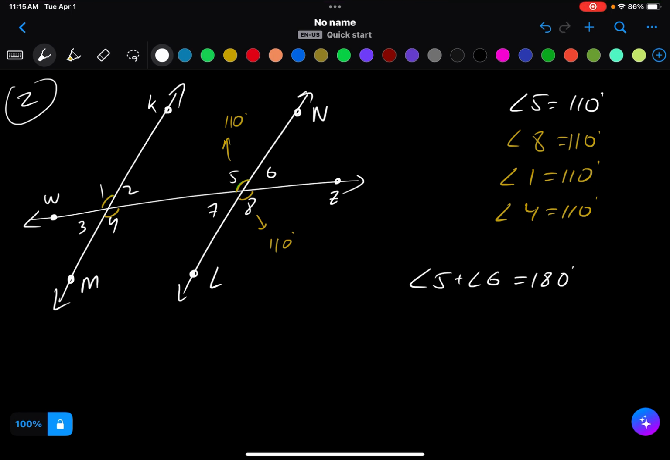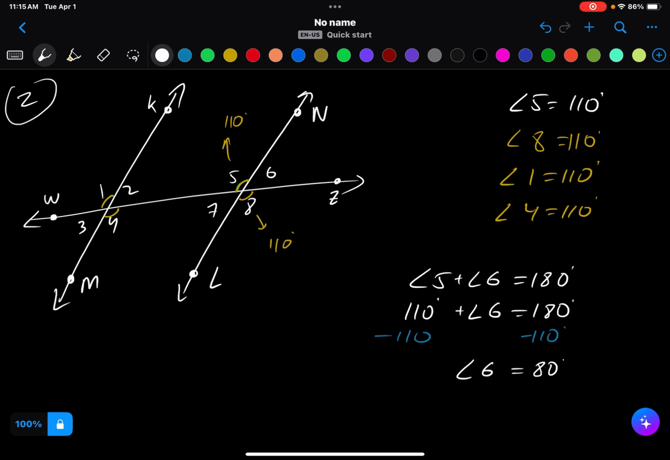And I know angle 5, right? It's 110 degrees. It was given to us to begin with. You could have used any of these other angles for supplementary work, but I'm just using angle 5 because it's the one that was given to us to begin with. So then we're just going to subtract 110 from both sides. And it tells us that angle 6 is just 80 degrees.